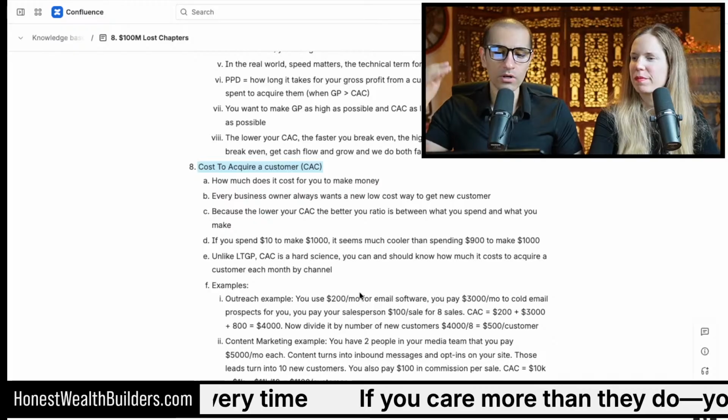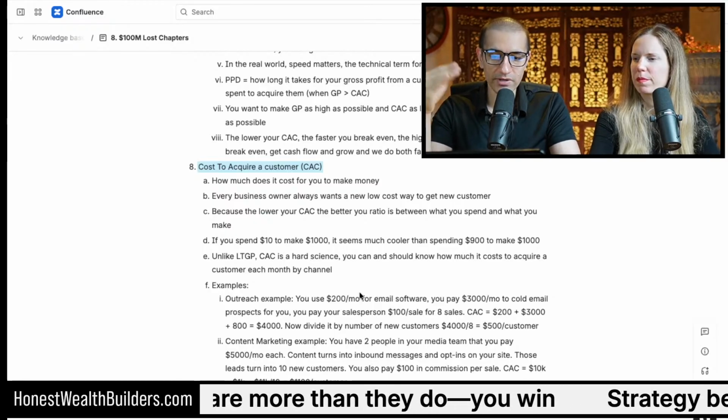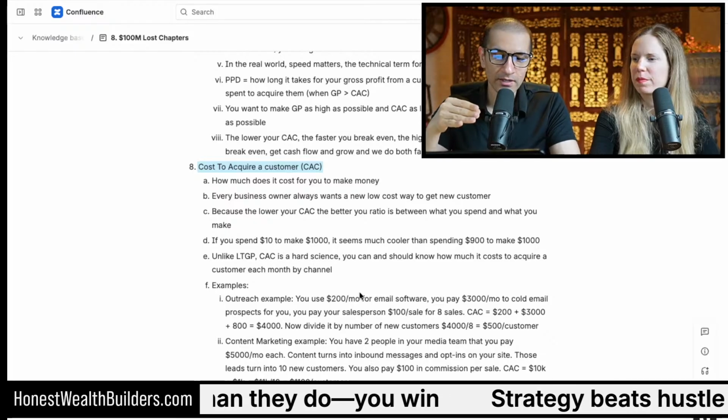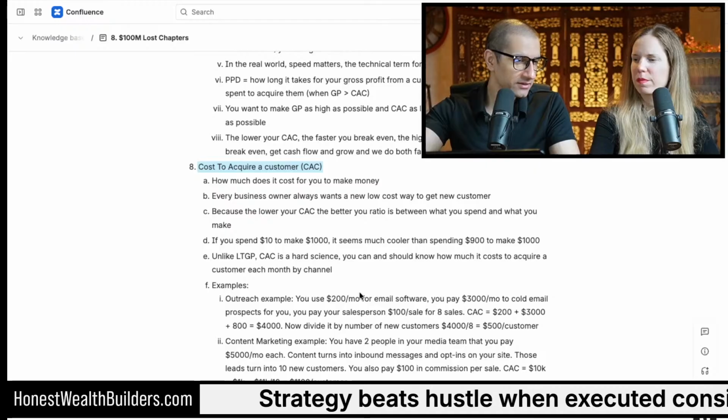Yeah, because the lower your CAC, the better your ratio is between what you spend and what you make. So that's the CAC to LTV ratio.